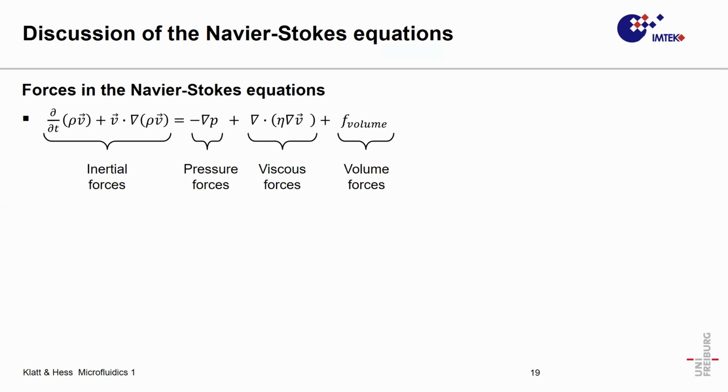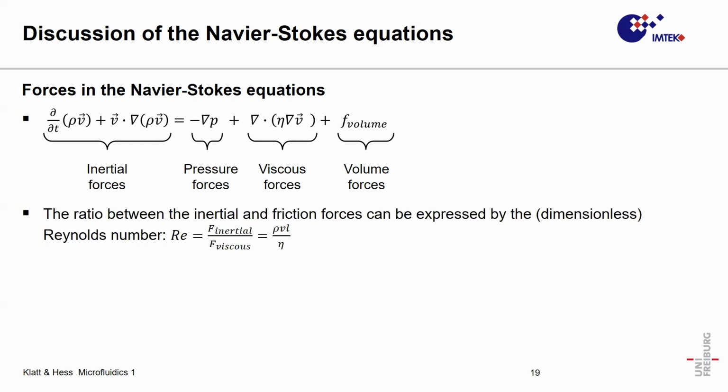It is very important that you know which forces are represented in the Navier-Stokes equations, because if you want to simplify them, one of the first steps is to look at your problem, think about which forces are relevant or less relevant, and then omit the corresponding terms in the Navier-Stokes equation. And when we're talking about microfluidics, it is very important to know that some forces are less relevant than other forces, so you might be able to dramatically simplify the Navier-Stokes equations.